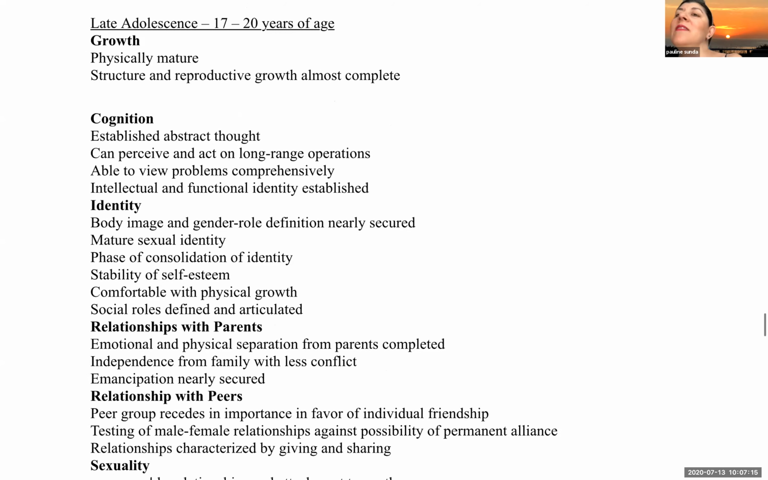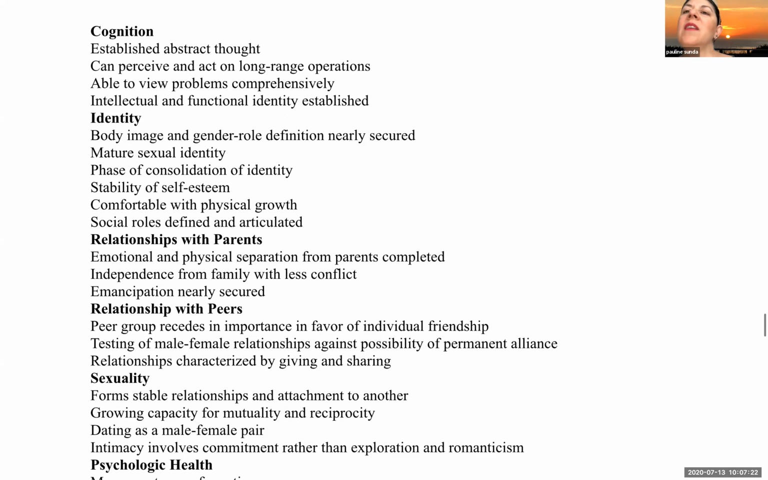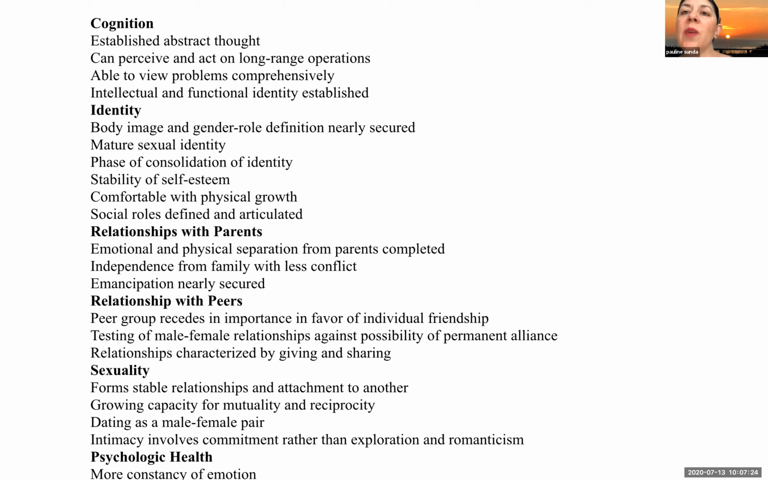Late adolescence, 17 to 20. Here, abstract thought is pretty well established. They can perceive and act on long-range operations. They're able to view problems more comprehensively. Identity, the body image and gender role definition is nearly secure. They have a more stable self-esteem, and their social roles tend to be fairly well defined and articulated.